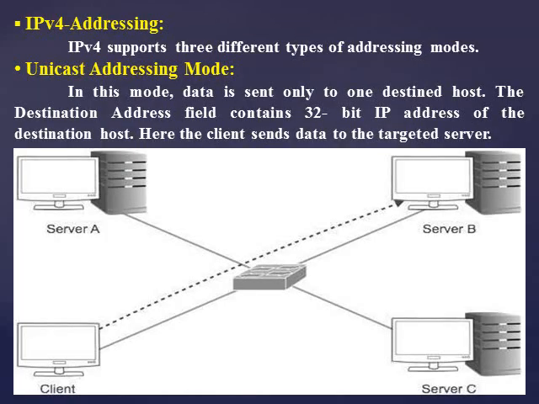Now let's move towards IPv4 addressing. IPv4 supports 3 different types of addressing modes. The first one is called the unicast addressing mode. In this mode, the data is sent to only one destination host.